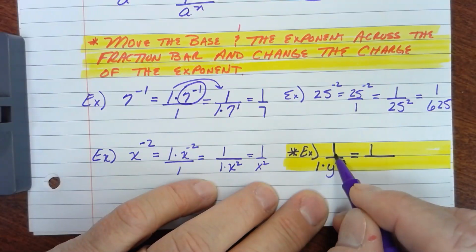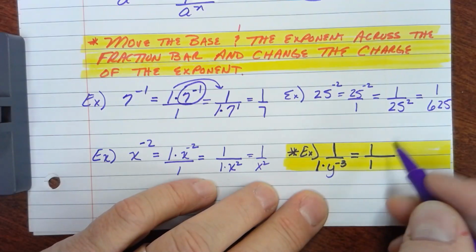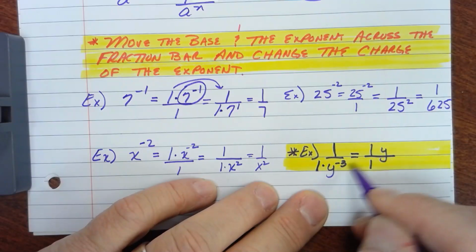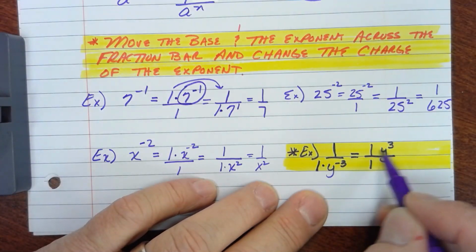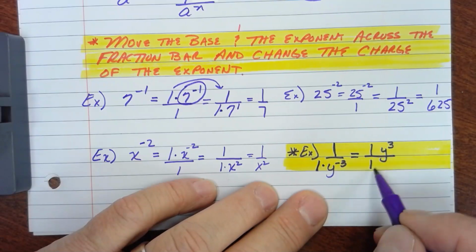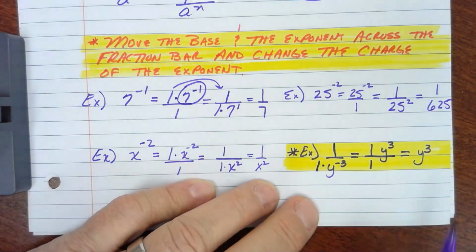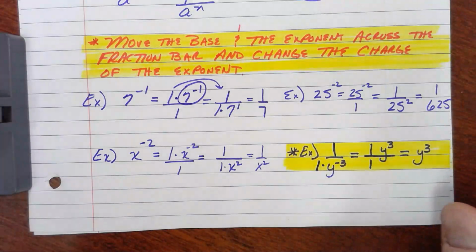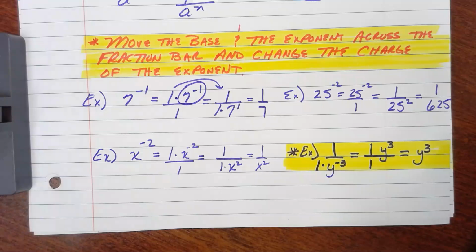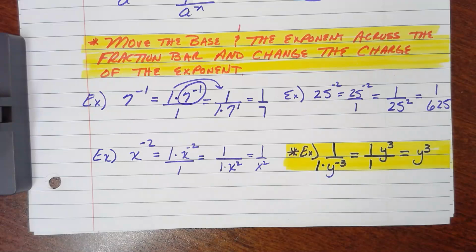So this 1 is here. This 1 is here, and I'm going to move this y to the negative 3 over the fraction bar, and that exponent is going to change its charge. Now we know 1 times y cubed is y cubed, and y cubed over 1 is simply just y cubed. That is now simplified. Okay? We good there? Everybody caught up?